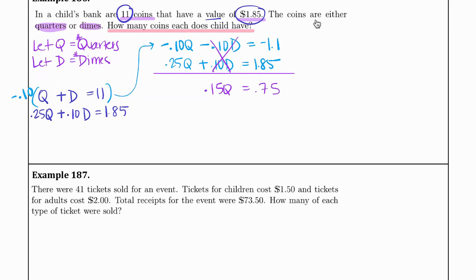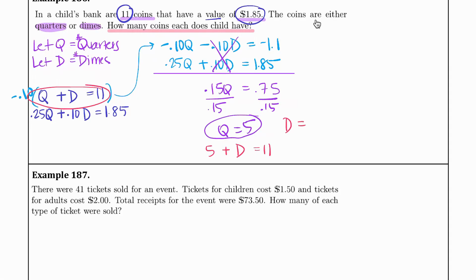All right, we're ready to solve here. We divide by 0.15, and we end up that Q equals 5. That means that we have 5 quarters in this piggy bank. Okay, to find our other one, it's nice that we know the total number of coins, so we know that our 5 quarters plus however many dimes we have equals 11. If we subtract 5 from each side, that means that we have 11 minus 5, or 6 dimes. So in this piggy bank, we've got 5 quarters and 6 dimes.